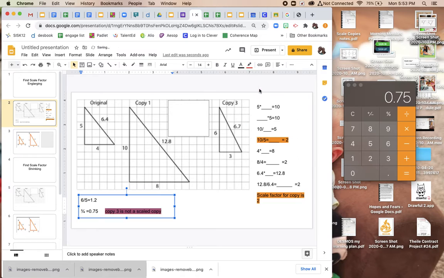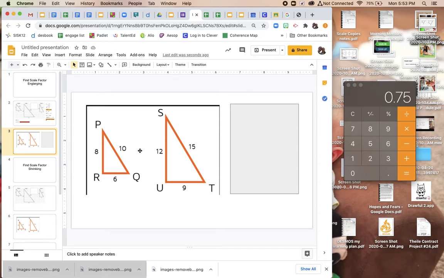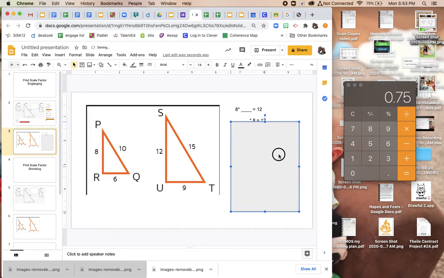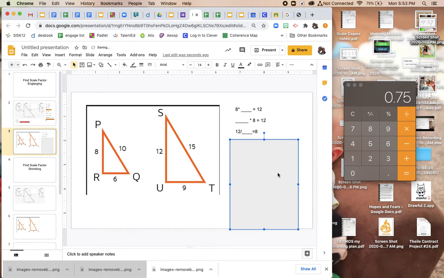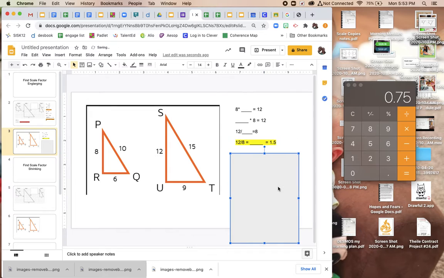So that's what it looks like when you can't find a scale factor, and this is what it looks like when you can. And let's just do it one more time over here. Okay, so I want to see if QRS or PQR is a scaled copy of STU. And so I find two sides, like 8 and 12. Right, and so 8 times something is 12, meaning something times 8 is 12. Meaning that 12 divided by something is 8. And finally, the one that we know is going to help us, which is 12 divided by 8. In my calculator, I have already done it, 12 divided by 8, and that is 1.5.